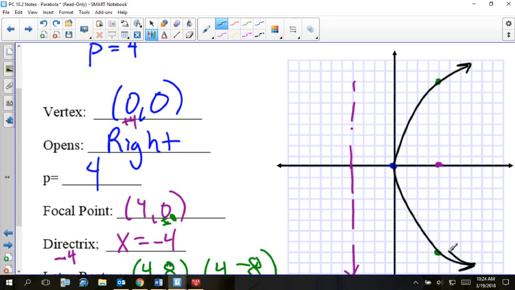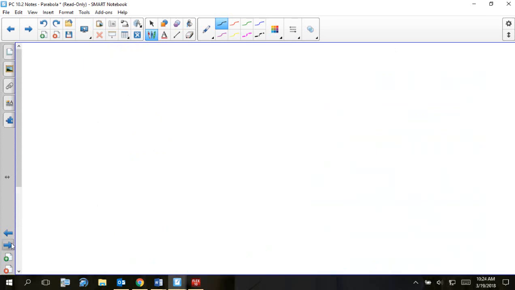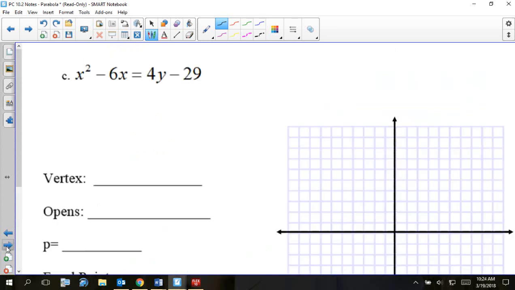All right, next one. What do we got to do? Complete the square. Thank you for being the first person to actually say that in all the classes today. I had all kinds of crazy answers. So the next one, we are going to have to complete the square. But only one variable is squared, so which one am I going to complete the square with? Just the x.